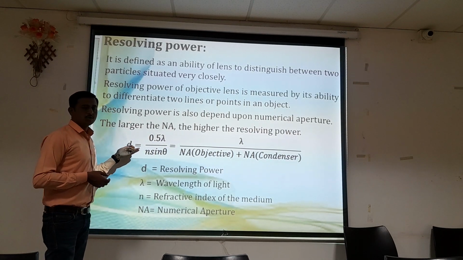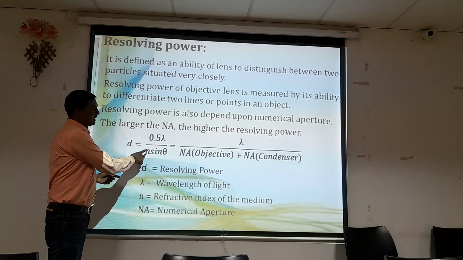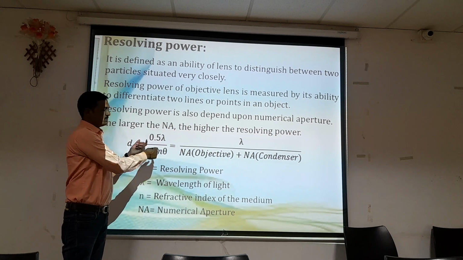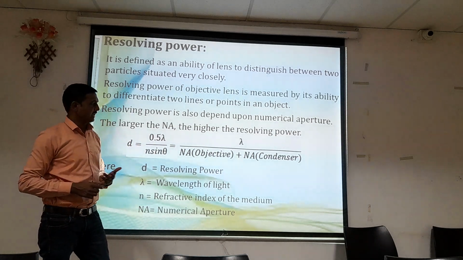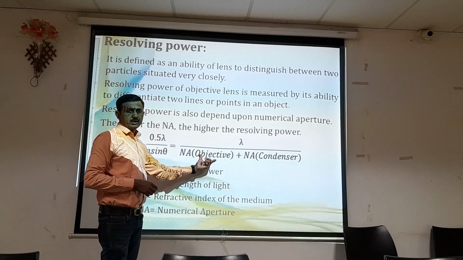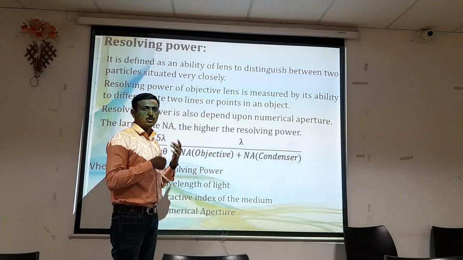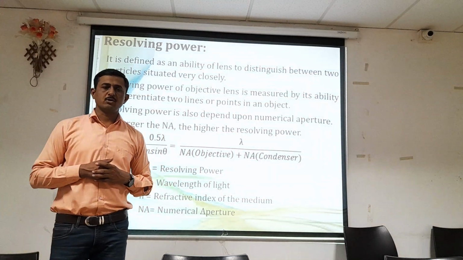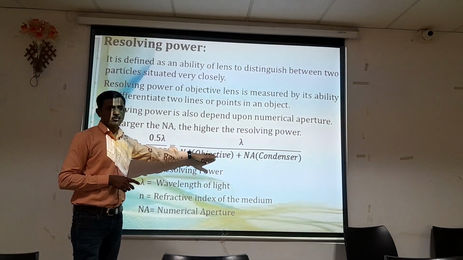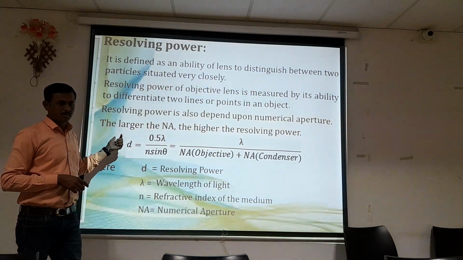Here, resolving power you can calculate by using d equal to 0.5 lambda upon n sin theta. So n sin theta is nothing but the value of numerical aperture. 0.5 is a constant, and lambda is the wavelength of your light. You can also say lambda upon NA, where NA is the numerical aperture of your objective plus the numerical aperture of your condenser. So by calculating the numerical aperture value of your condenser and your objective, we have to place that value in the formula, where d is the resolving power.